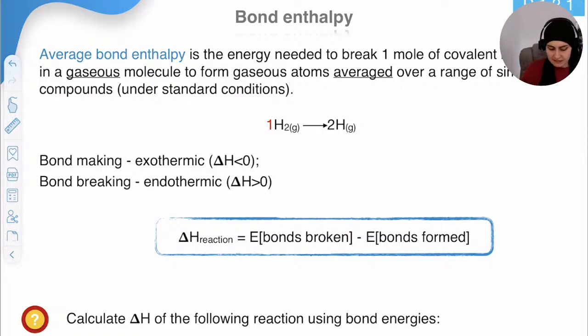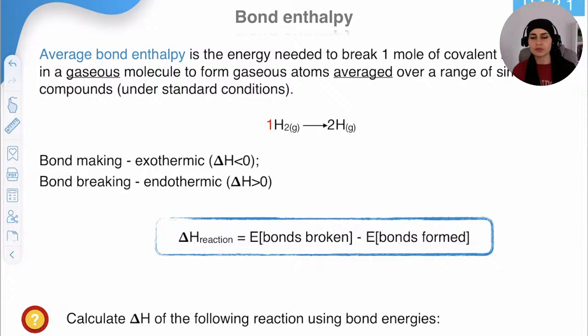The gaseous part is like 1 mark. You have to say that it's energy needed. So first of all, energy needed, so that's an endothermic process. You need to supply energy to break a bond. So energy needed to break 1 mole, and 1 mole is essential, of covalent bonds in gaseous molecules.